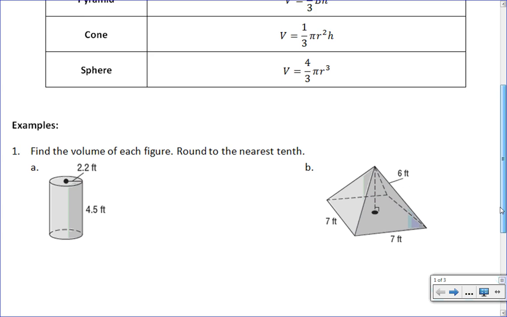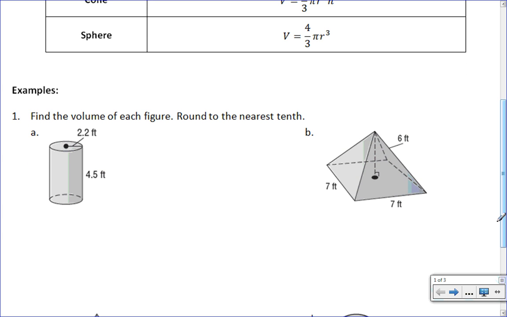Okay, so the first few examples are pretty straightforward. We're just finding the volume of a figure, and it's just one single figure. So for the first one, this is a cylinder, so we'll want to use the formula for volume of a cylinder, V equals pi r squared h. And then we just need to make sure we put the numbers in the right place.